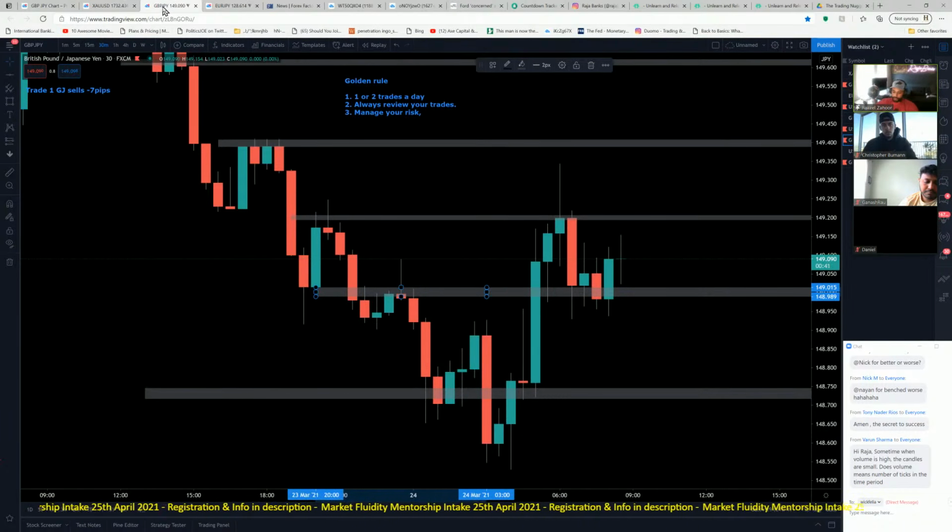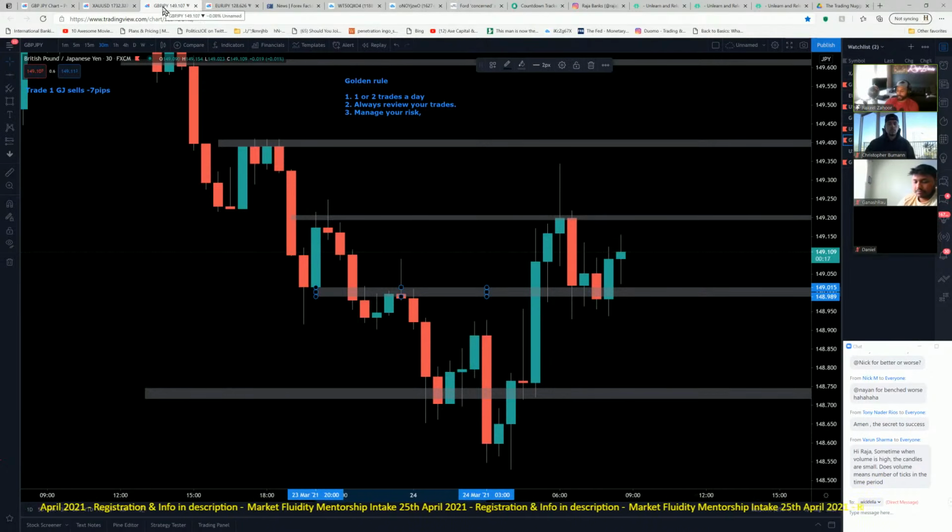Hey, sometimes when volume is high, the candles are small. Does volume mean number of ticks in the time period? When volume is high, the candles have to be bigger. They can't be small. That's the thing. So when you have smaller candles, that means the volume is low at that time. Like right now, we see the candles are smaller here, so volume is pretty low.